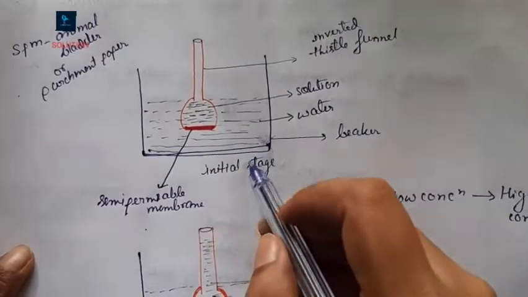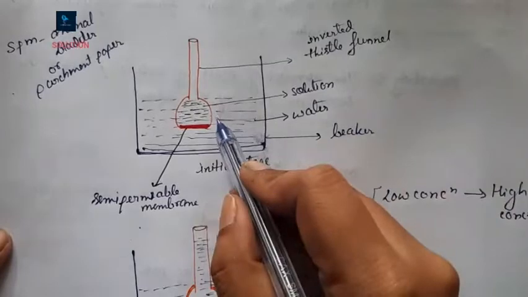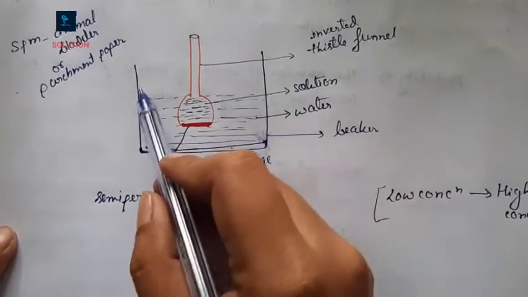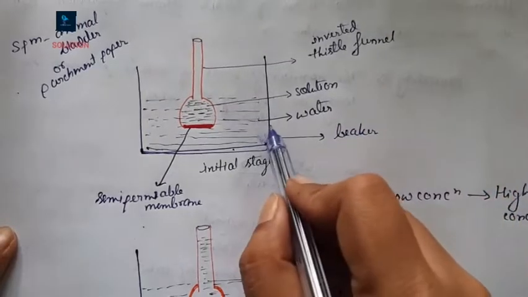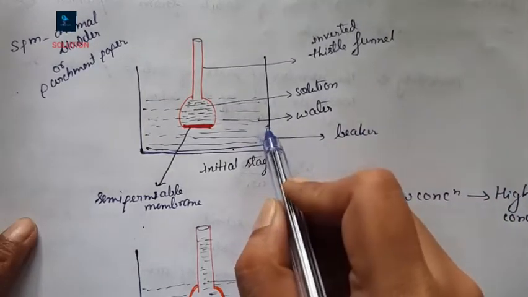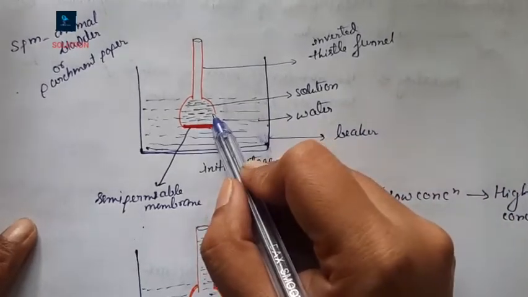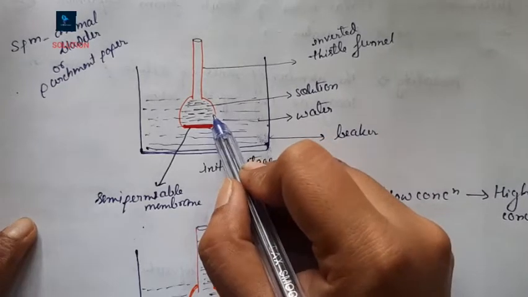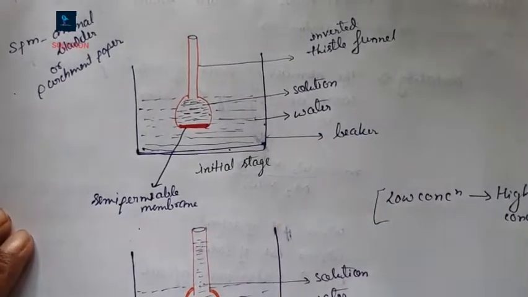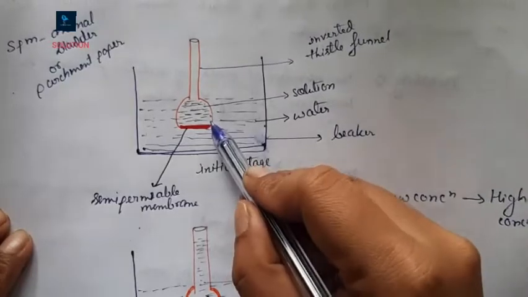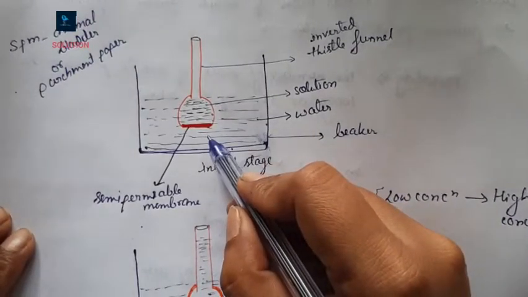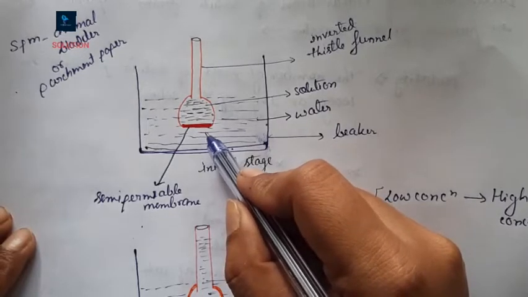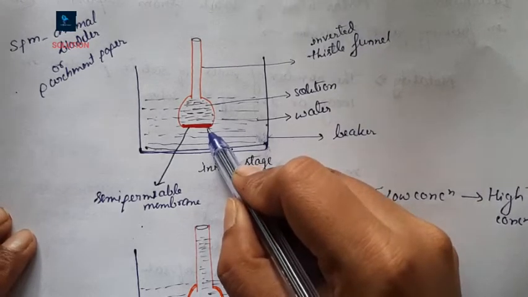Let us see the experiment for osmosis. Here I am taking a beaker which is filled with water, and this is the inverted thistle funnel, which is a glass funnel, and the mouth of the funnel has been covered by a semi-permeable membrane.